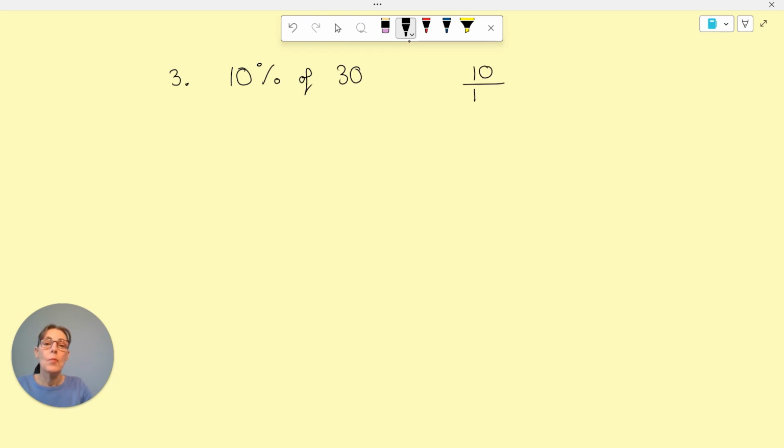10%, as I said before, is 10 hundredths. And if we divide the top and bottom by 10, we've got 1/10. So we're finding 1/10 of 30, 1 part out of 10. So when we're finding 1 part out of 10, we're dividing by 10. So that's 3.